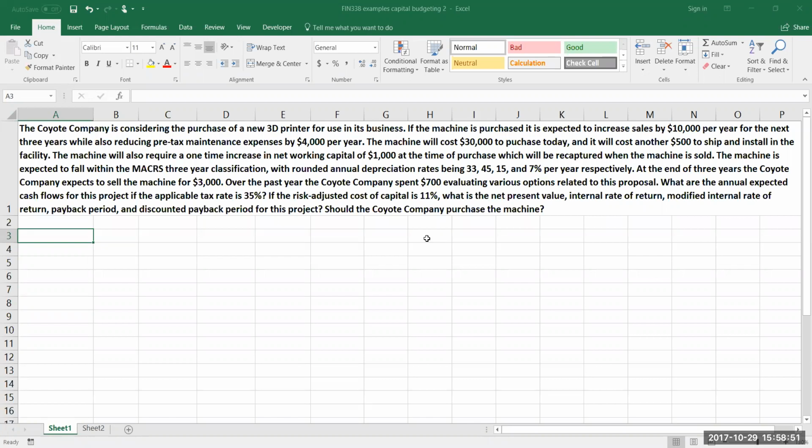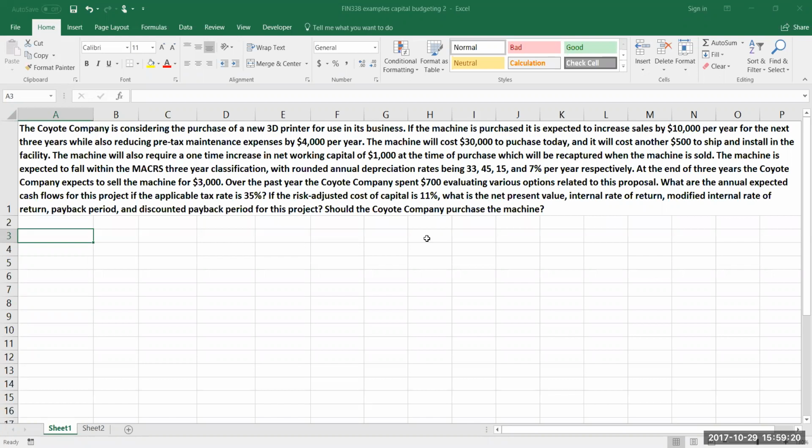The machine is expected to fall within the MACRS 3-year classification, with the rounded annual depreciation rates being 33%, 45%, 15%, and 7% per year respectively. At the end of 3 years, the Coyote Company expects to sell the machine for $3,000. Over the past year, the Coyote Company spent $700 evaluating various options related to this proposal. What are the annual expected cash flows for this project if the applicable tax rate is 35%?